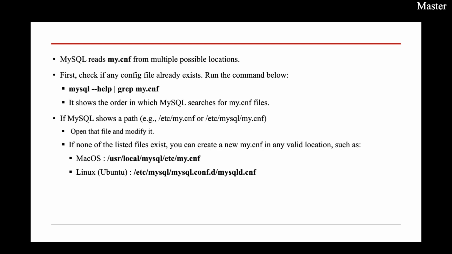Once you run that command, you'll see all the possible locations where my.cnf can exist. If the file already exists in any of those paths, great, you can simply open it and edit it. But if it doesn't exist in any of the locations, no problem, you can just create a new my.cnf file in any valid path from the list. The paths for macOS and Ubuntu were already shown on the slide. So on my Mac, I'm going to use the my.cnf file located at /usr/local/mysql/etc/my.cnf. And on my Linux machine, I'll use the file /etc/mysql/mysql.conf.d/mysqld.cnf.